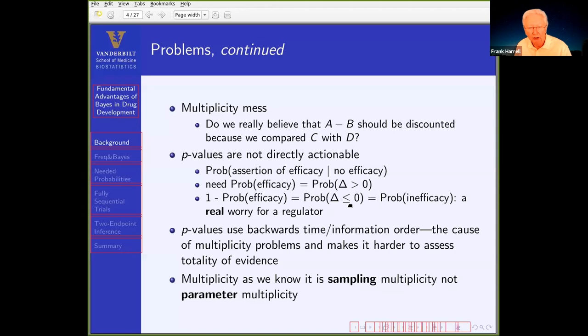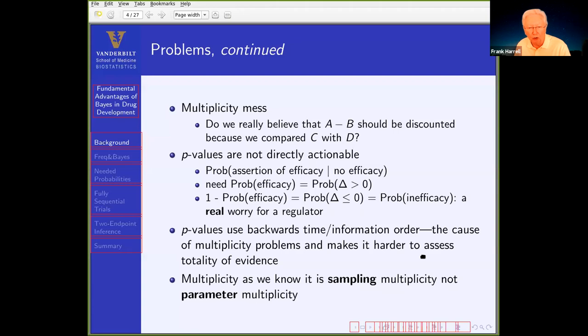And this is the real worry for regulators. This is really the definition of regulators' regret in the positive direction. So approving a drug that you later regret because it actually doesn't work. So one minus the posterior probability of efficacy is the probability of making that mistake. It cannot be calculated from type one error. P-values use backwards time or information order, which causes multiplicity problems.